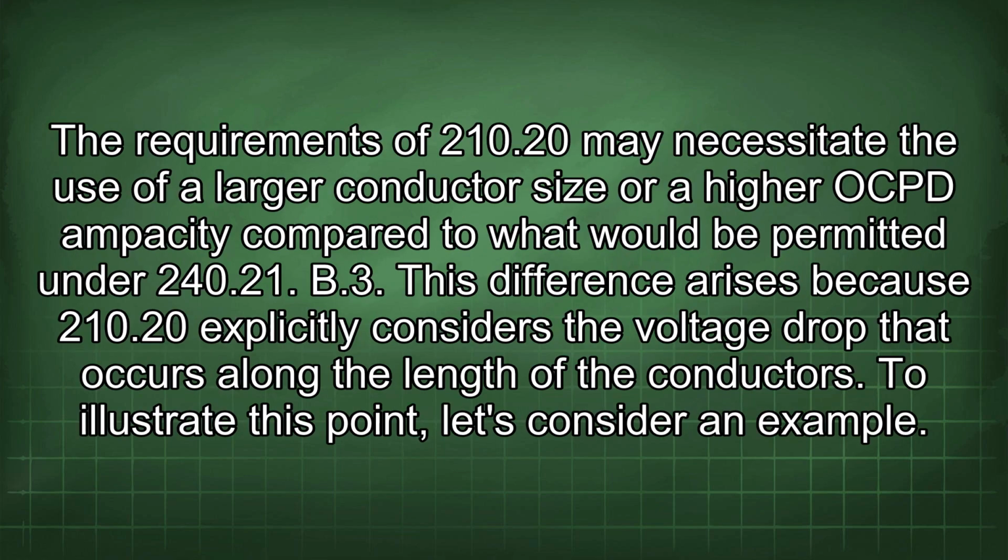The requirements of 210.20 may necessitate the use of a larger conductor size or a higher OCPD ampacity compared to what would be permitted under 240.21(B)(3). This difference arises because 210.20 explicitly considers the voltage drop that occurs along the length of the conductors. To illustrate this point, let's consider an example.